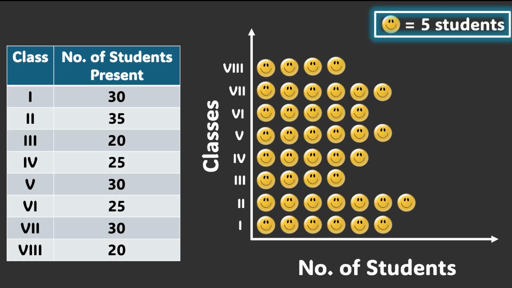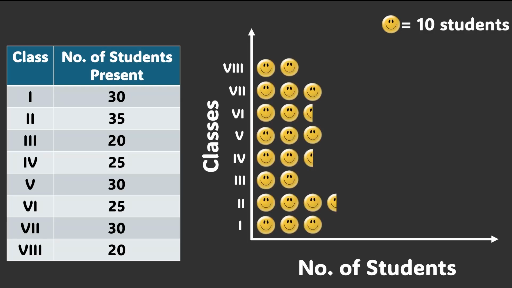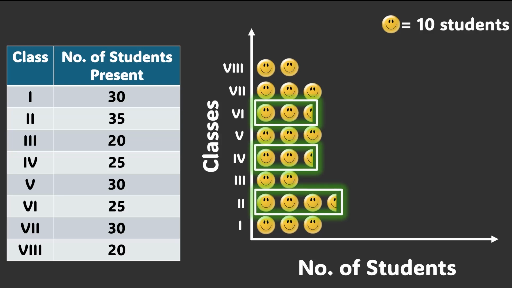For example, in the same table, we can choose a scale of 10. Then the new pictograph will look like this. Notice for class 2nd, 4th and 6th, the number of students is not properly divisible by 10. Hence we have used half smiley faces here because 25 divided by 10 will be equal to 2.5, which means there will be 2 full smiley faces and a half smiley.